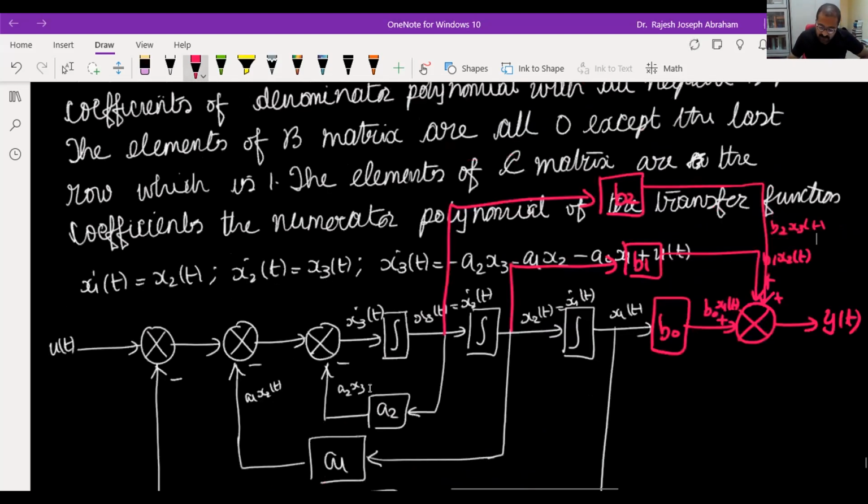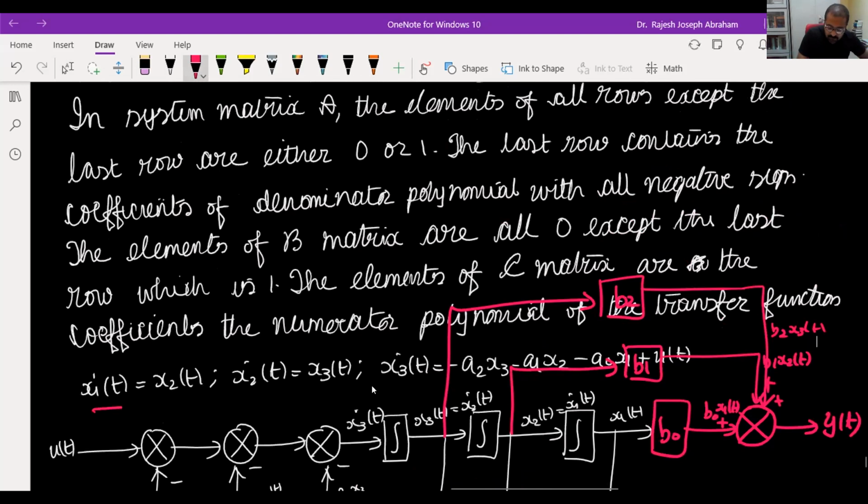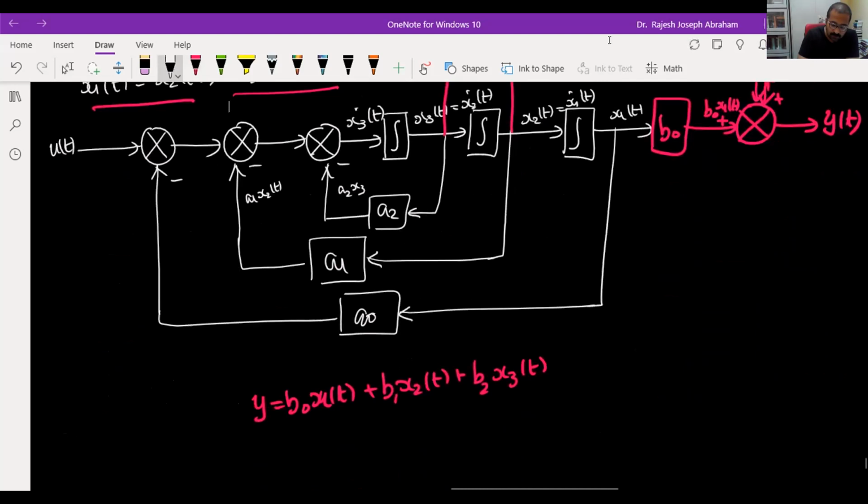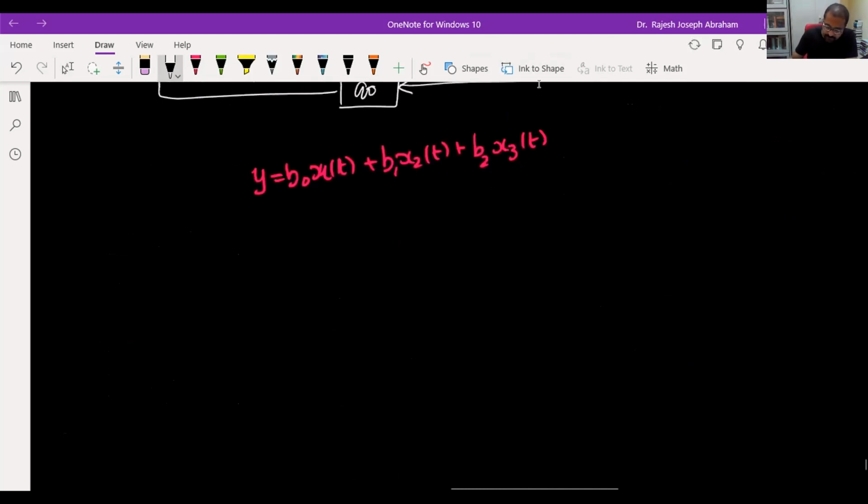Okay, I hope this is clear. Right? So x1 dot equal to x2, x2 dot equal to x3, and x3 dot will be a linear combination of x1, x2, and x3, as well as the input signal u of t. Okay. Now, as an example, you can try a problem.